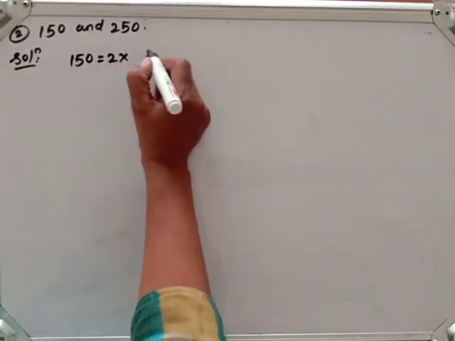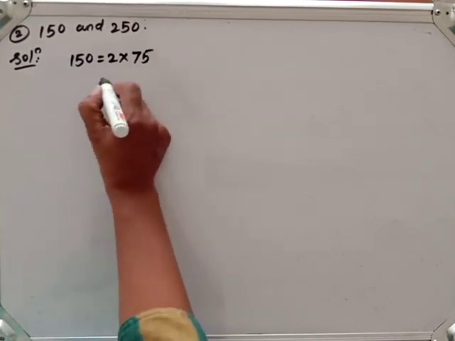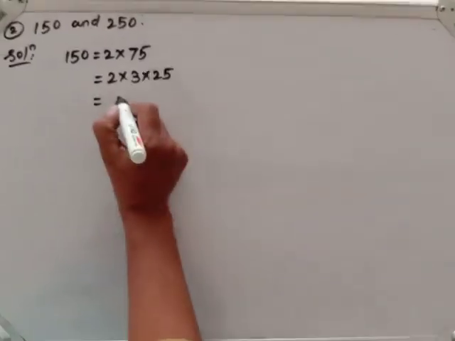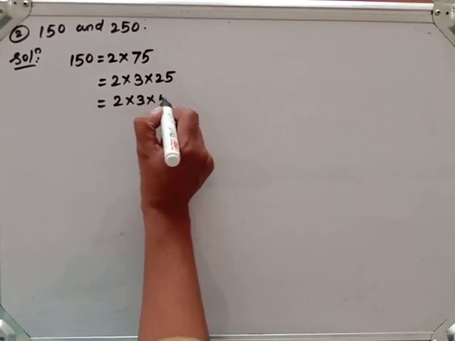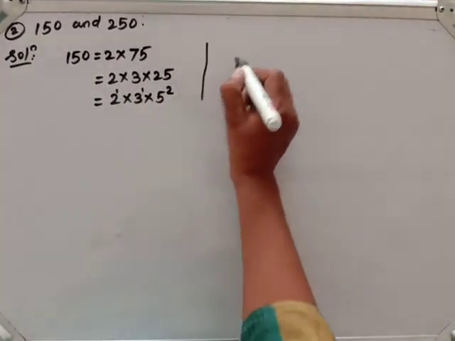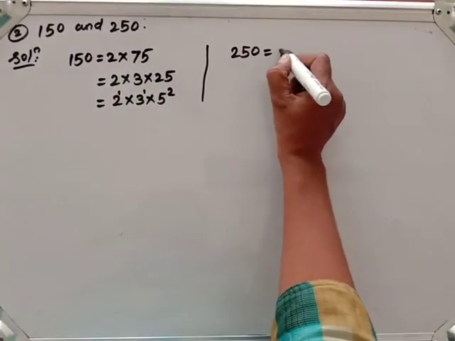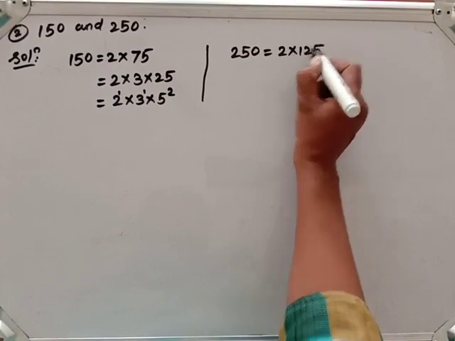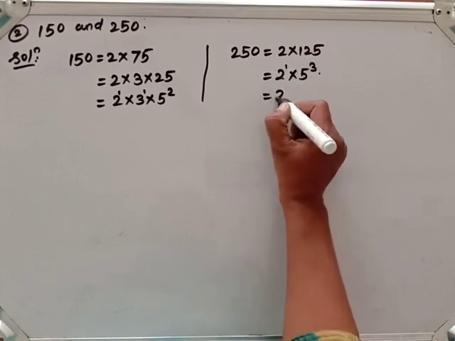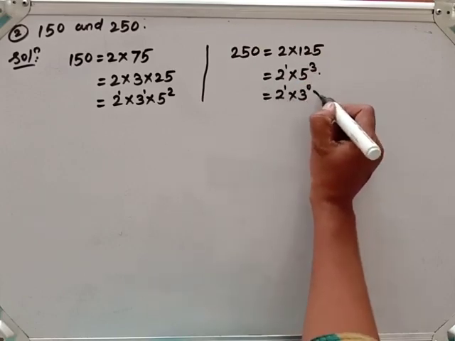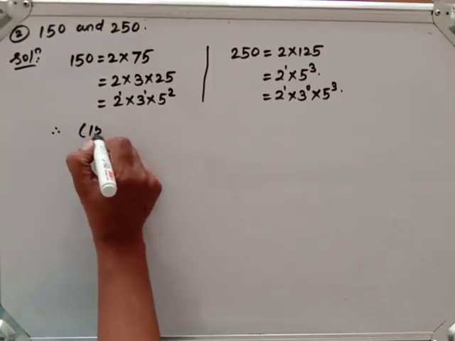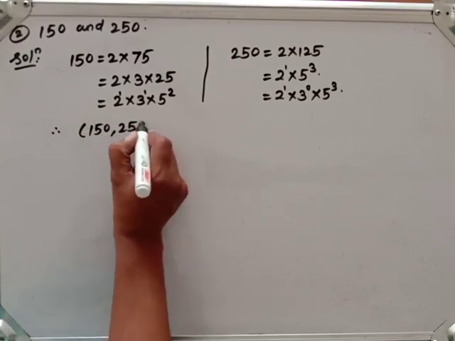150 can be 2 into 75. That is 2 into 3 into 25. That is 2 into 3 into 5 square. So 2 raised to 1, 3 raised to 1 into 5 raised to 2. Again 250. That is what? 2 into 125. So it will be 2 raised to 1 into 5 cube. That is 2 raised to 1, 3 raised to 0 into 5 raised to 3. Therefore, the GCD of 150 and 250 is what?